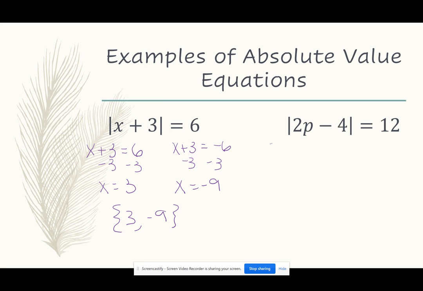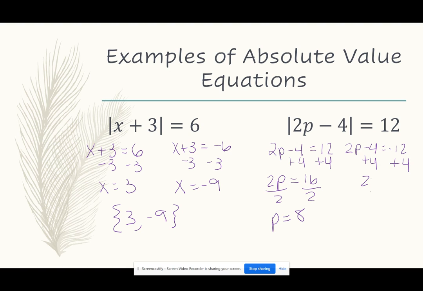Over here, same thing. 2p minus 4 equals 12, or 2p minus 4 equals -12. Add 4, just like solving an equation, and then divide by 2. So p equals 8; add 4, 2p equals -8, divide by 2, p equals -4. So then you get 8 or -4.